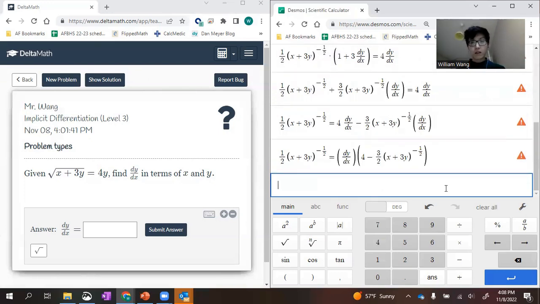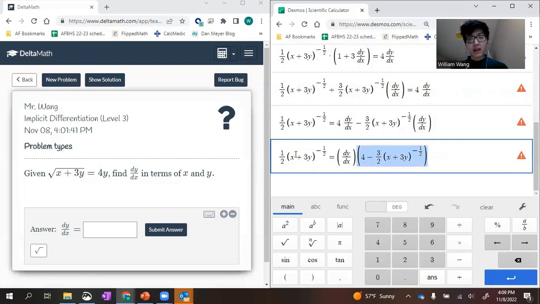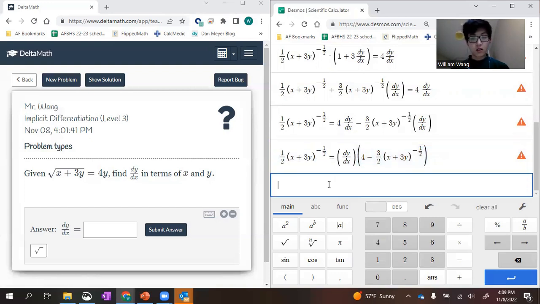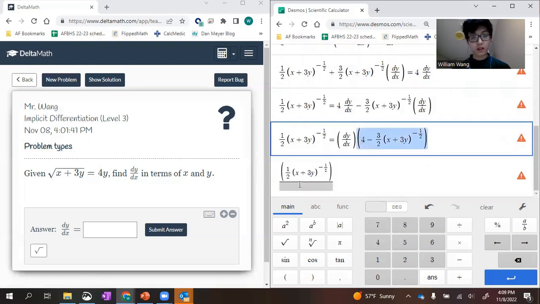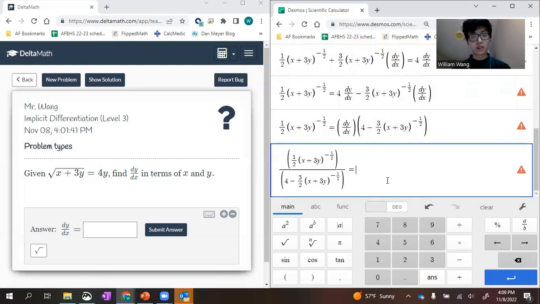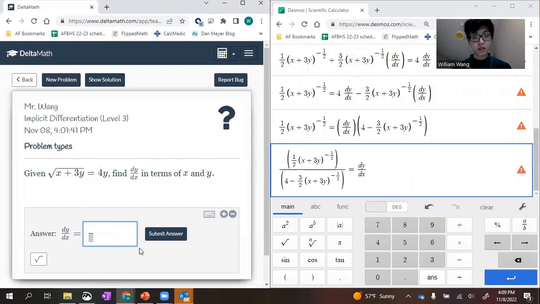Cool. Then to get dy over dx by itself, I just have to divide both sides by that. So let's see, I'll put this in parentheses. This divided by that is equal to dy over dx. All right, I'm positive there's ways you can simplify this, but I don't think Delta Math asks us to do this. So let's just type this out.